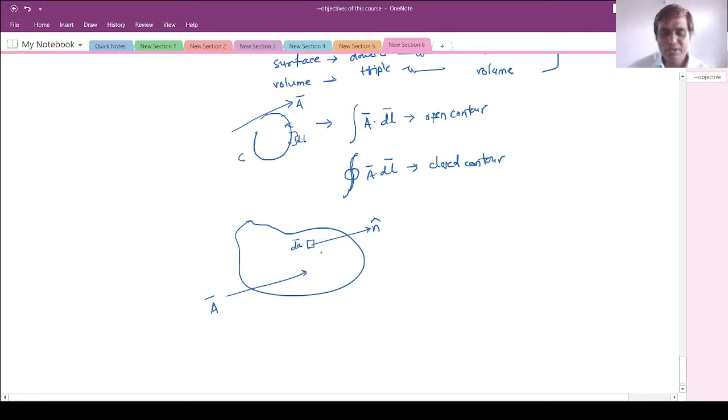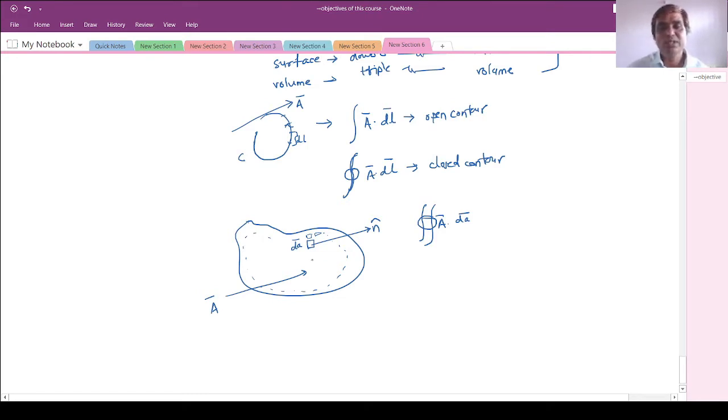So we can do the surface integral if it is open. You do the dot product between a bar and the small area dA bar, you get some value, and then you vary this area and do it for the whole surface. If you sum up, you get the total surface integral. This is for an open surface, and for a closed surface you just put this operator, so it gives the closed surface. Similarly, you can do it for the volume also.